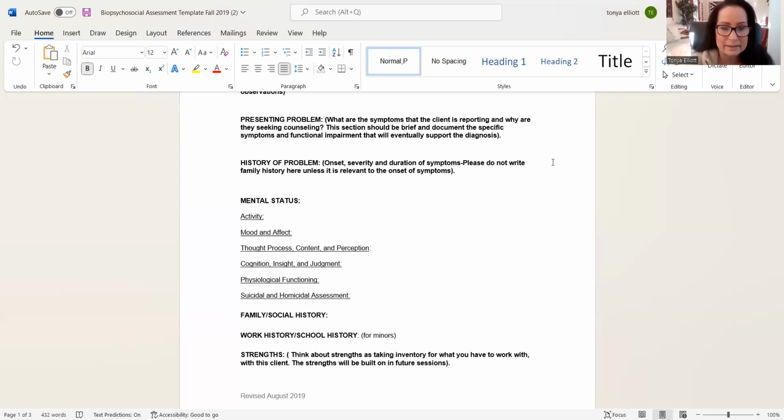Cognition, insight, and judgment. So cognition is pretty self-explanatory. It's like, what are they thinking about? How are their thoughts? And this could also be a place where we're looking at how they think, but not so much thought processes as much as what are their cognitive abilities? Are they able to have understanding about what you're talking about? Are they able to have understanding about what they're talking about, right? What's their level of insight? Are they able to self-reflect?